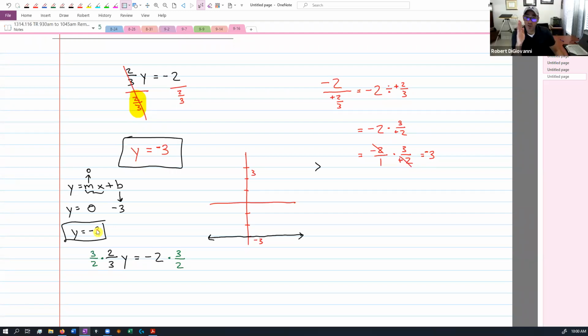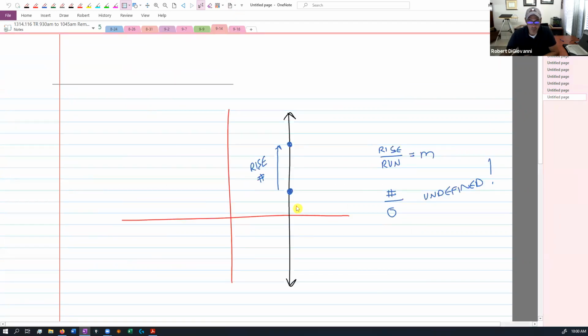Now, vertical lines cannot be written in slope-intercept form. When it's like x equals a number, it's impossible to write that in slope-intercept form. And the reason it's impossible is because of what I talked about at the very end of class last time: when it comes to vertical lines, the slope is undefined. So it is impossible to write it as y equals mx plus b, because this is undefined. So when we just write x is a number, that's the only way you can write a vertical line.